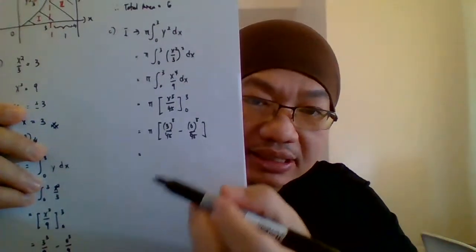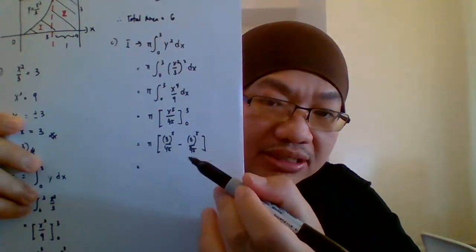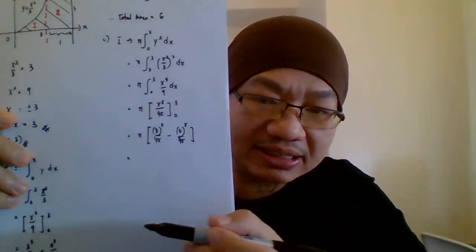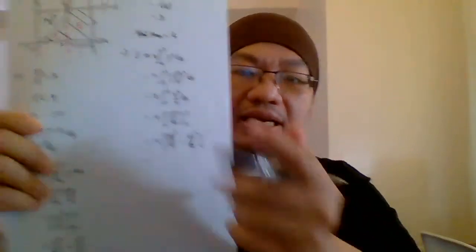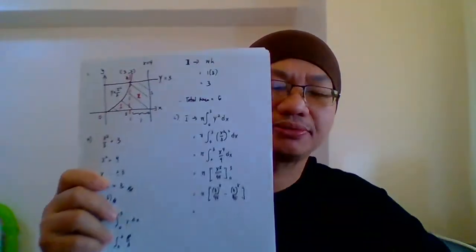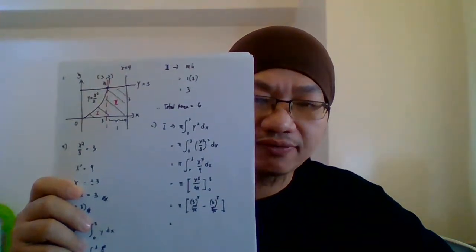Okay, so what is the final answer for the first region? We insert the 3 and we insert 0. Now tell me the answer. You do the calculation for me here. Okay, that is the first region, to find the volume.